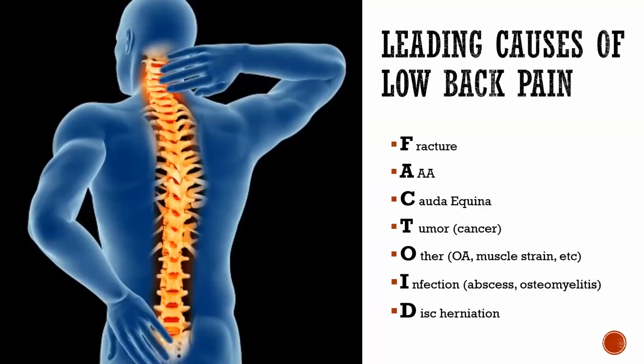Here are the leading causes of low back pain, specifically lumbar. This is a mnemonic that I did not come up with, but was often tested on. So fracture for spinal fracture, AAA, cauda equina, some kind of tumor, right? Like prostate, maybe Mets that we didn't know the person had. O stands for other, which could be osteoarthritis, right? Or disc problems, muscle strain, that kind of thing, infection, and then disc herniation.